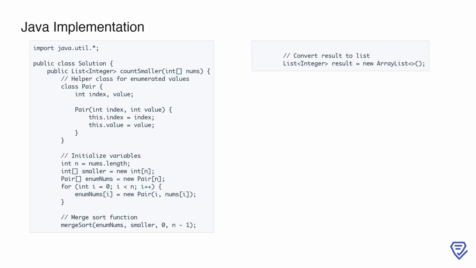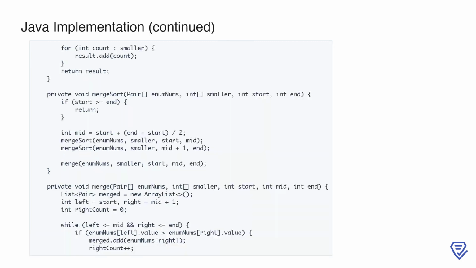Finally, we call the mergesort function, which will process the enum-nums array and calculate the counts of smaller elements for each index. Once the merge sort is complete, we convert the smaller array into a list to match the required output format. The code now converts the smaller array into a list of integers to prepare the result for return.